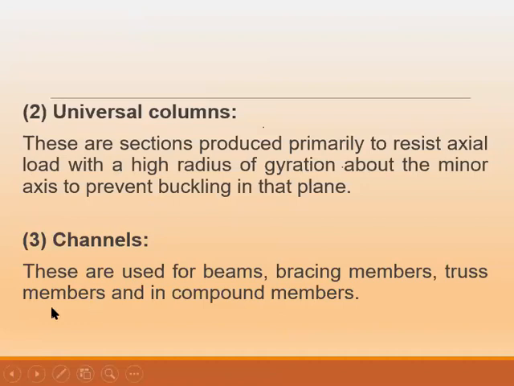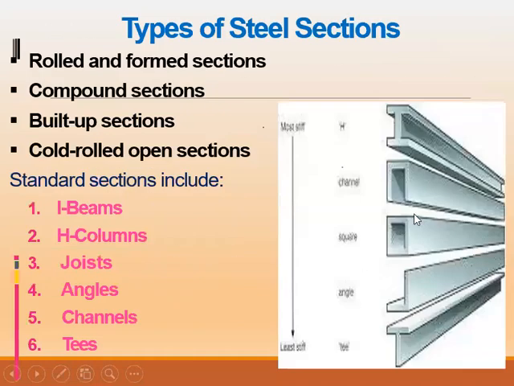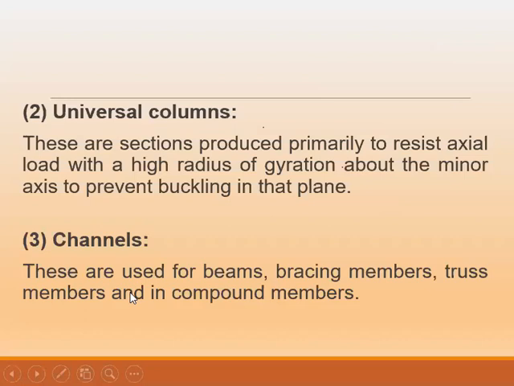Clear. Okay, thank you. Again, we have the channel. Channel section is like this one. See? This one is the channel section. Simply C-shaped. So these can also be used for beams, for bracing members, even trusses, or in compound members. We shall see later what the compound members are.